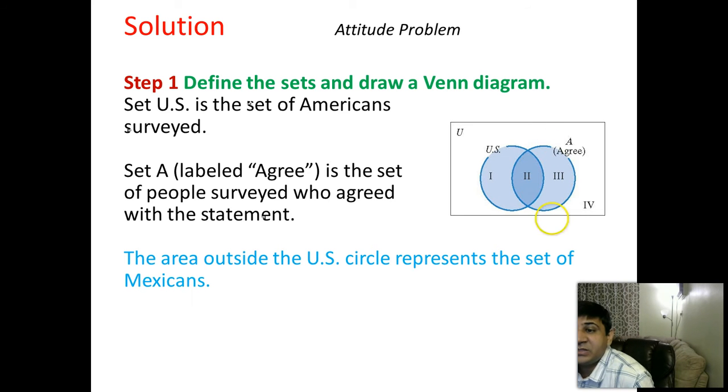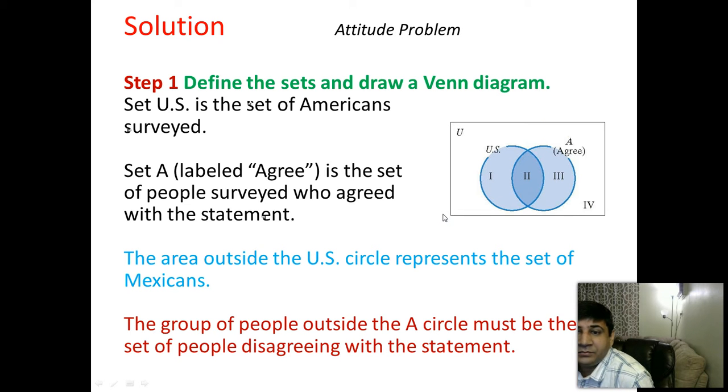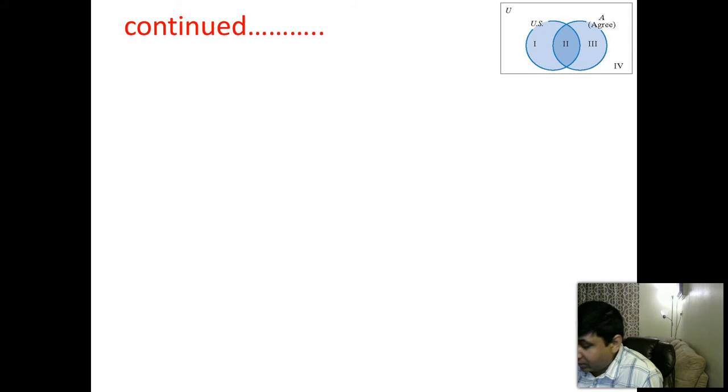The area outside the US circle represents the set of Mexicans. Now the group of people outside the A circle must be the set of people who disagreed. Everything outside A will be the disagreeing people, because those who agreed are only contained in A. Now we have our Venn diagram.